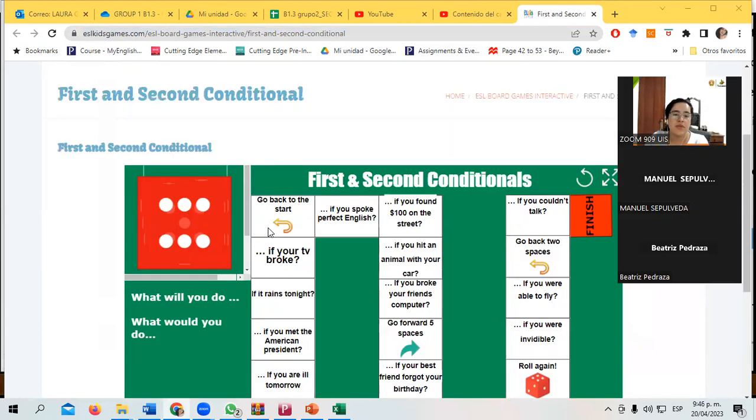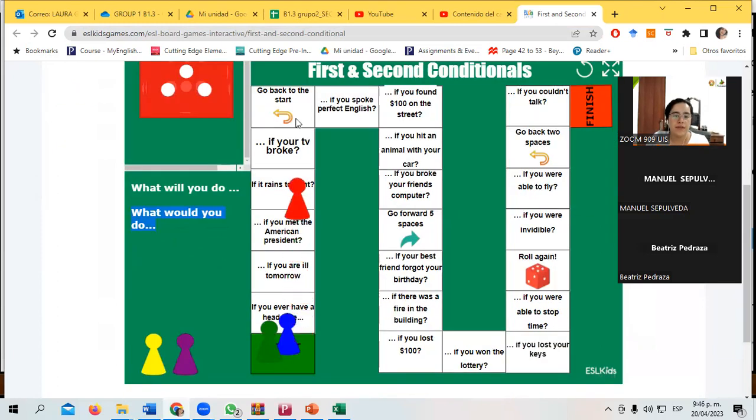In this game, you throw the dice and then you have two options. What will you do or what would you do? The first or the second condition, right? So for example, 5, I move 5. If your TV broke, then the situation is hypothetical. What would you do if your TV broke? So for example, Beatriz, what would you do if your TV broke?